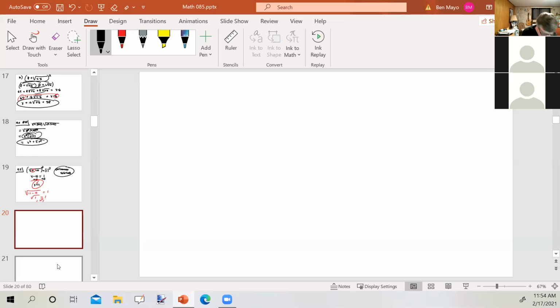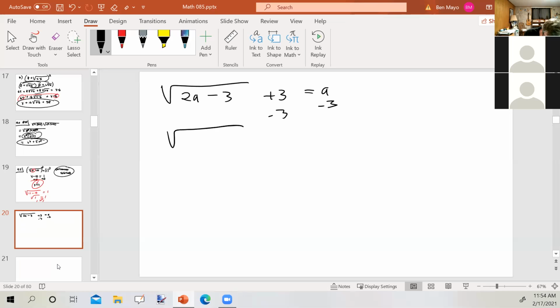Let's take a look at this problem. We have the square root of 2a minus 3 plus 3 equals a. And the plus 3 is outside of the radical. All right, so once again, the first thing we want to do is isolate the radical. So we'll subtract 3 from both sides, which gives us the square root of 2a minus 3 equals a minus 3.